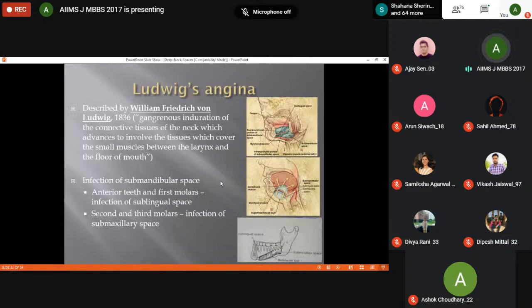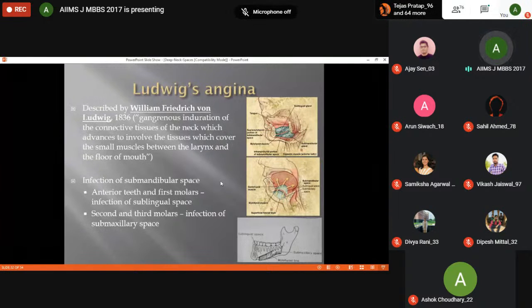First and foremost is Ludwig angina. It was described by Wilhelm Friedrich von Ludwig in 1836, when he said it was a gangrenous induration of the connective tissue of the neck, which advances to involve the tissue which covers the small muscles between the larynx and the floor of the mouth. That is what he said. So basically it is an infection of the submandibular space.